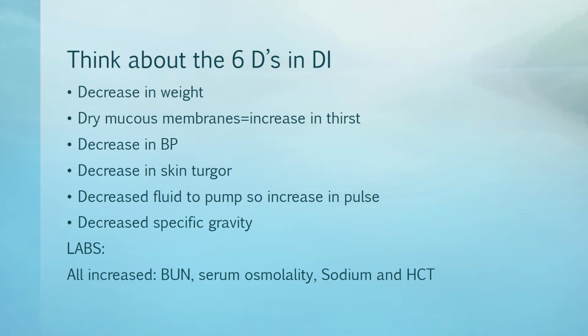This is a mnemonic that I would like you to remember. When you're thinking about DI, think about the 6 Ds, because these 6 Ds represent your patient. They're going to have a decrease in weight because, as mentioned before, they're losing a lot of volume. Dry mucous membranes, because they're going to be incredibly dehydrated. They're going to have an increase in their thirst mechanism.